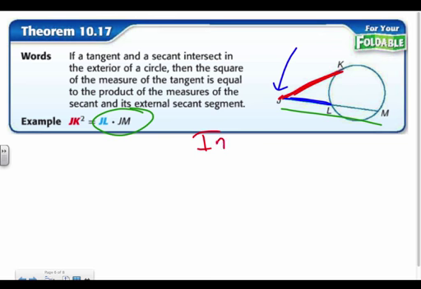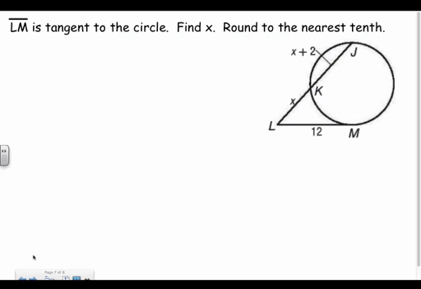So this is also an intersection on the outside, but the only thing is, it's got a tangent as well. If it was two tangents, I would just take the squares of both, right? I think we would notice that if we went through. So taking a look here, LM is tangent to the circle. Find x, round to the nearest tenth.